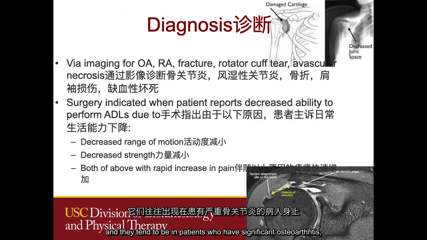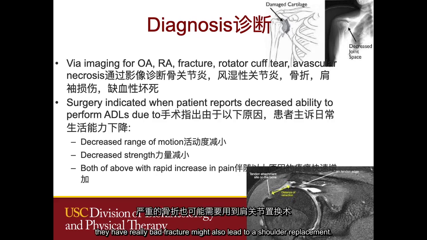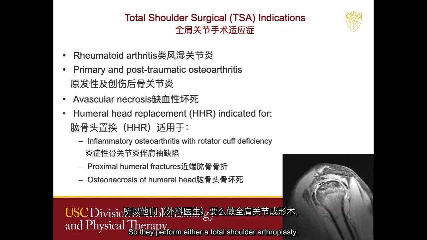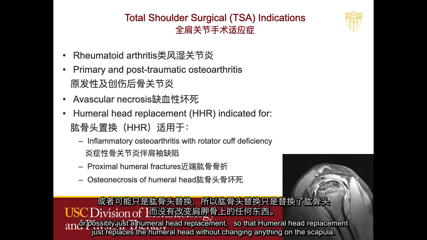So we talked about the patients that tend to have this surgery, and they tend to be patients who have significant osteoarthritis, but also things like rheumatoid arthritis, significant rotator cuff tears, avascular necrosis, and then in certain cases, a really bad fracture might also lead to a shoulder replacement. So they perform either a total shoulder arthroplasty, a reverse total shoulder arthroplasty, or possibly just a humeral head replacement.